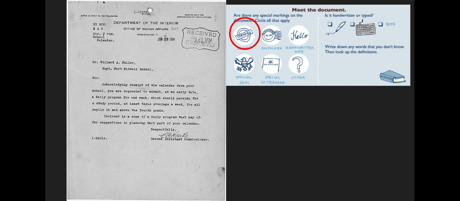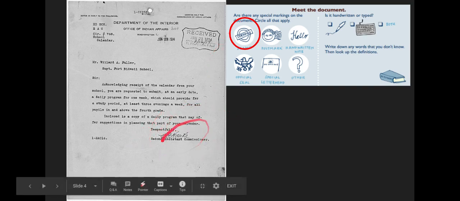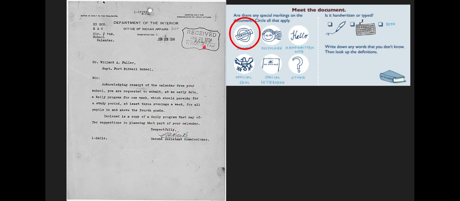Is it a handwritten note? I don't see a handwritten note. I mean, I see a signature, right? So, possibly there is some handwriting on here. There's a date there that's handwritten. There's no official seal.